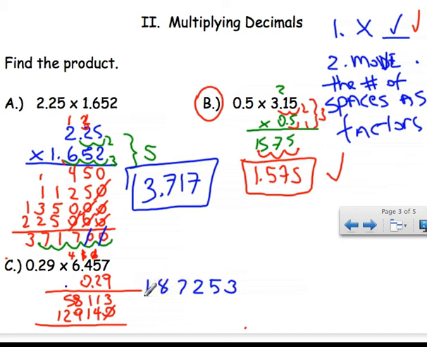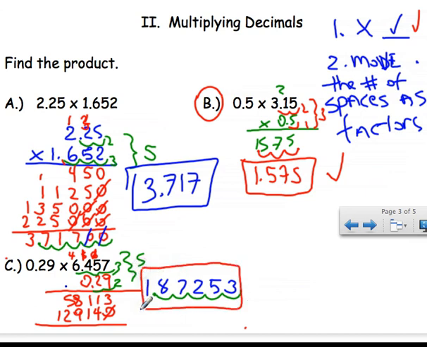Second step is to move the decimal the same number of spaces as the factors. You moved it 3 here, 2 here. So you should have moved it 5 in your product. 1, 2, 3, 4, 5. Your final answer should have been 1 and 87,253 100,000ths. Give yourself a check if you got that right.